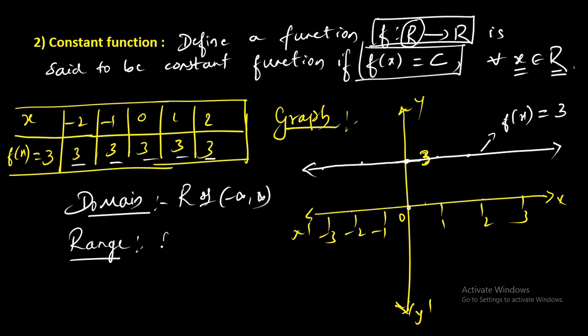So here I write it is a set consisting of the number that you have taken, but in general I write it as C, where C is constant. Hope you understood the definition, graph, domain and range. After understanding constant function, we'll go to the polynomial function next.